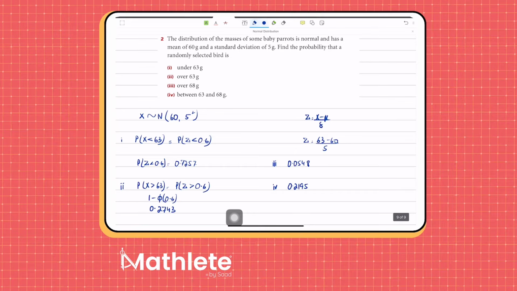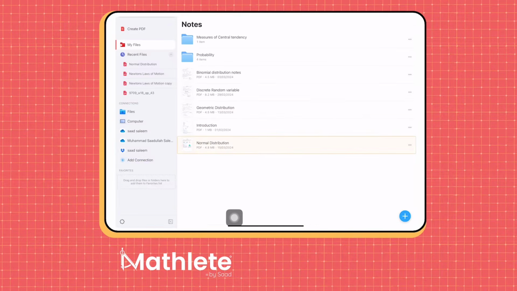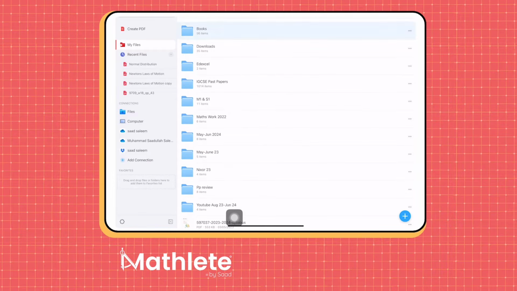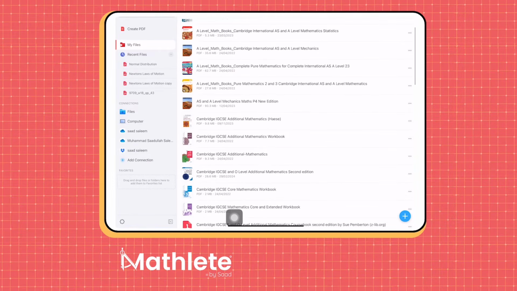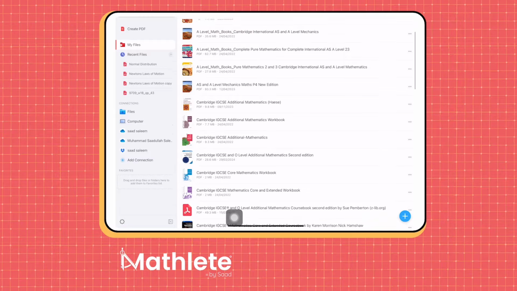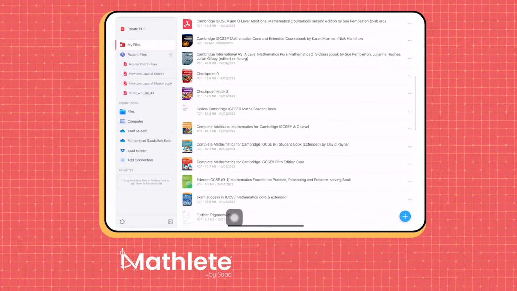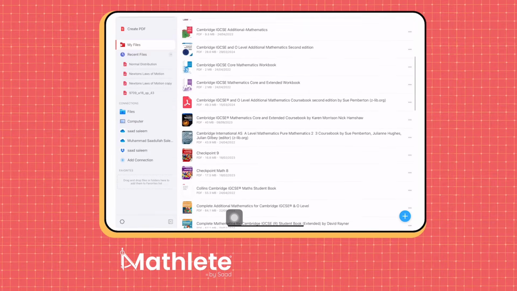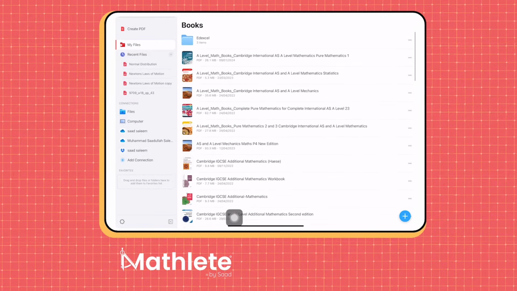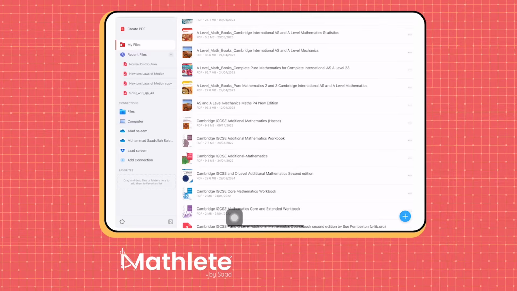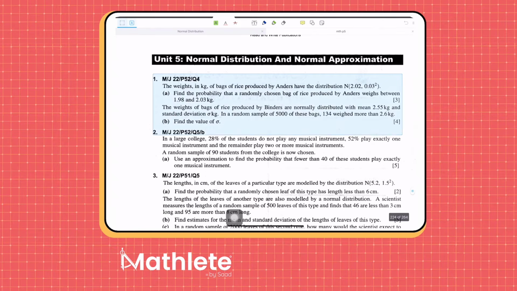Which is why we are now going to amp up the difficulty level and move on to some past paper questions. In past paper questions, you will come across questions where you have to maybe convert binomial into normal distribution as well. That's not what we're going to do today. Today we're going to practice this only.